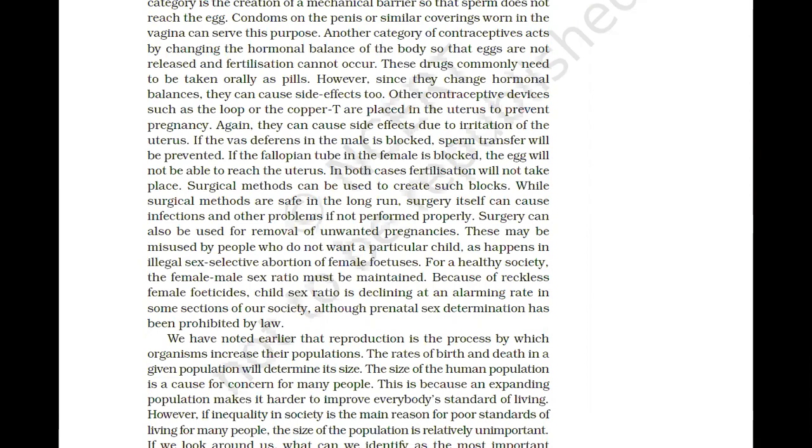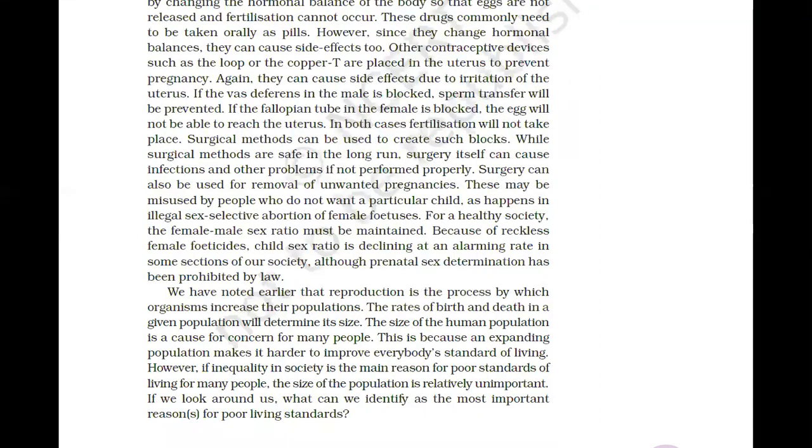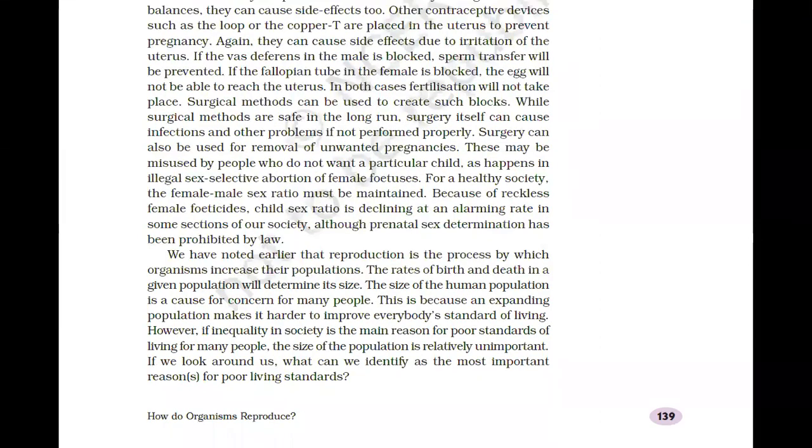If the vas deferens in the male is blocked, sperm transfer will be prevented. If the fallopian tube in the female is blocked, the egg will not be able to reach the uterus. In both cases, fertilization will not take place. Surgical methods can be used to create such blocks. While surgical methods are safe in the long run, surgery itself can cause infections and other problems if not performed properly. Surgery can also be used for removal of unwanted pregnancies.